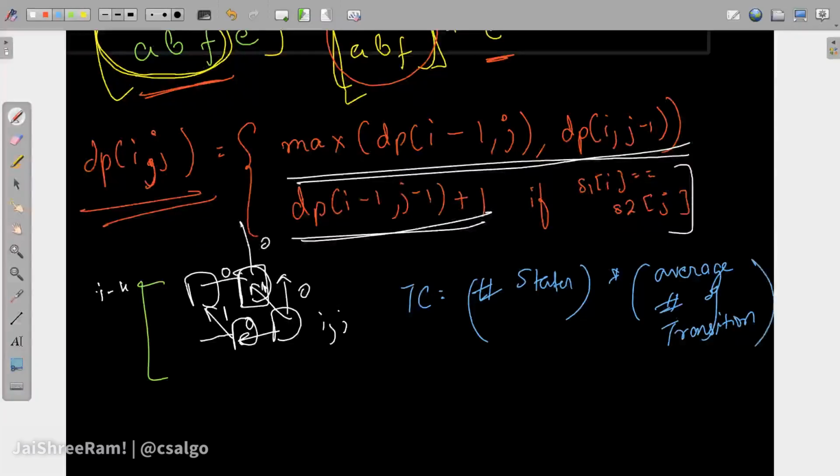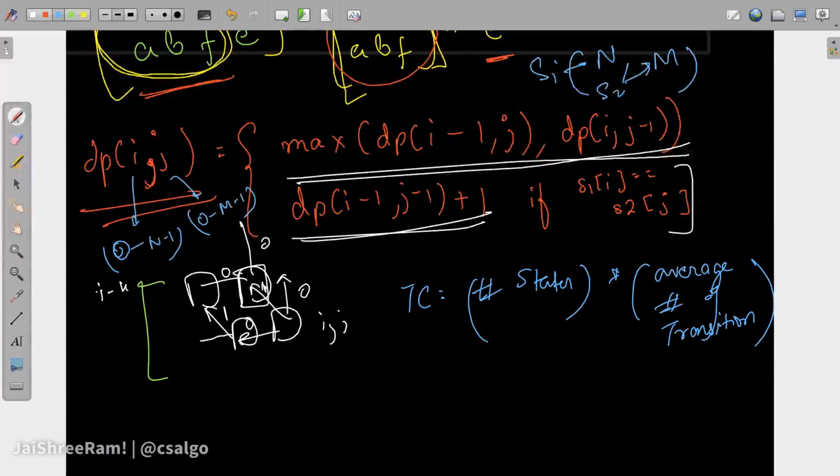So what is going to be the total time complexity? Let's say s1 is of length n and s2 is of length m. In that case there is n into m, like this can take 0 to n minus 1 values, this can take 0 to m minus 1 values.